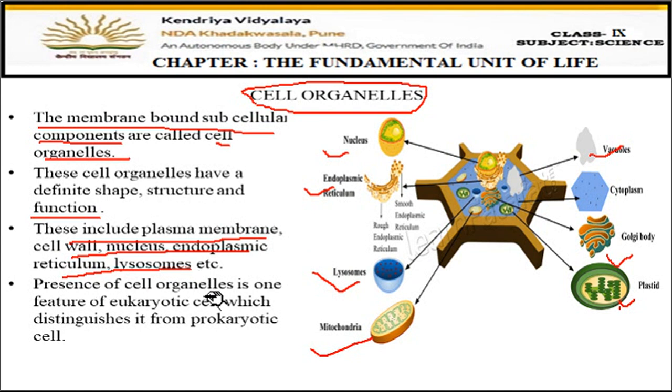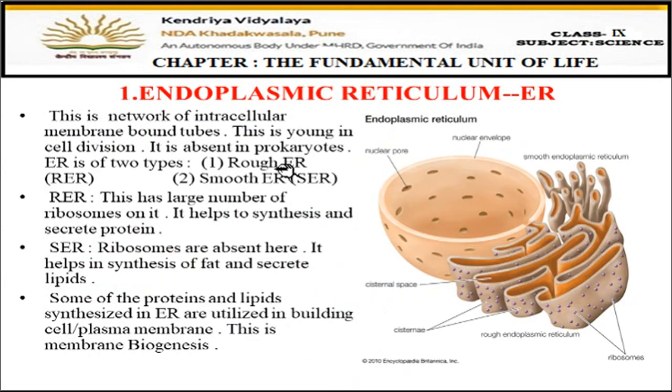Now, presence of cell organelles is one feature of eukaryotic cell. That means these cell organelles are only present in a eukaryotic cell. They are absent in case of prokaryotic cell. Okay. Now, the next slide is regarding the first cell organelle, that is endoplasmic reticulum. Now onwards we have to study in short all the cell organelles which are present in the cell. So first we are starting with endoplasmic reticulum, which in short is known as ER.